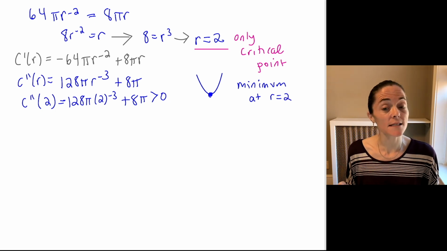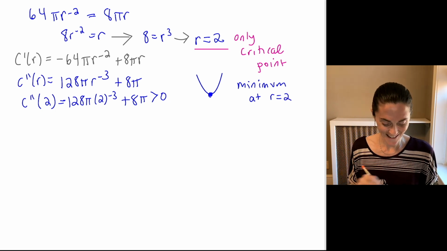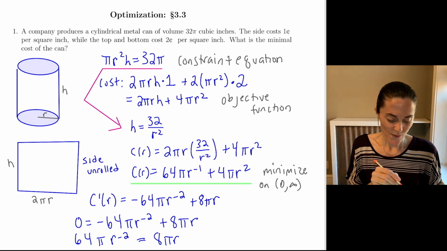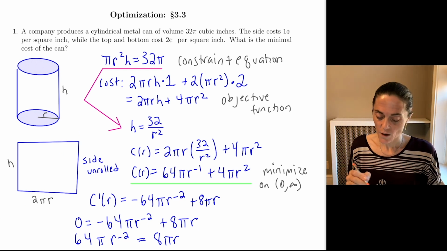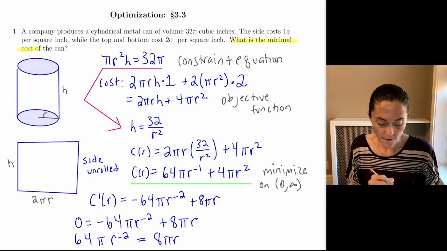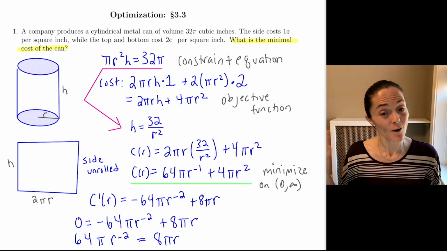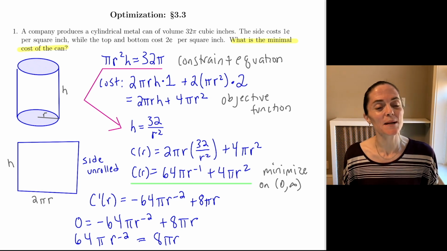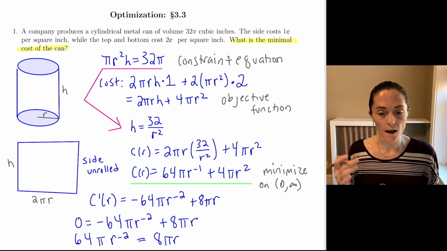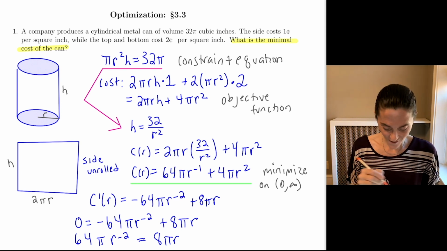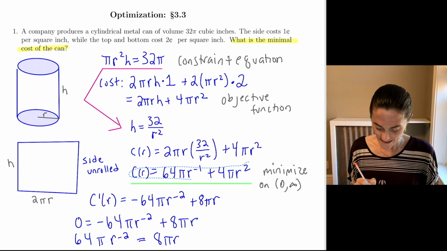Wonderful. Well, the final step is to read the question again. It says this: what is the minimal cost of the can? This is always the final step. What are you reporting back? We know the R, we have verified it's a minimum, but then we want back the cost. And the cost as a function of R is right here.